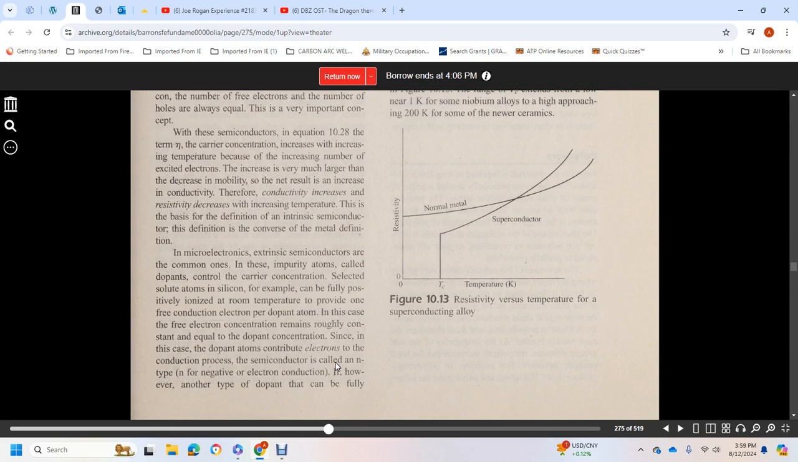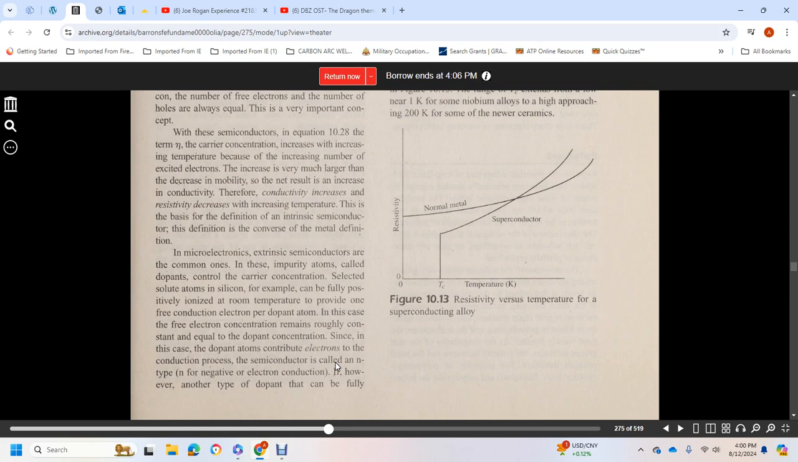Extrinsic semiconductors are the common ones. These contain impurity atoms called dopants, which control the carrier concentration and are selected to dilute the silicon atoms. For example, a dopant fully positively ionized at room temperature provides one free conduction electron per dopant atom. In this case, the free electron concentration remains roughly constant, equal to the dopant concentration, and the dopant atoms contribute electrons to the conduction process.